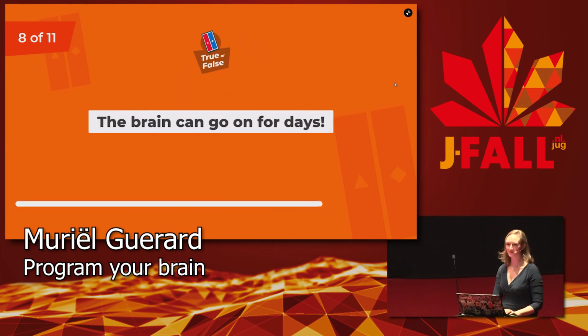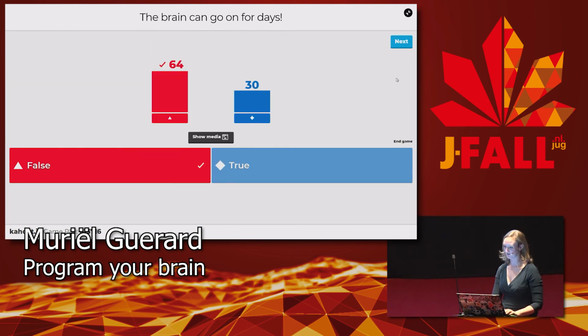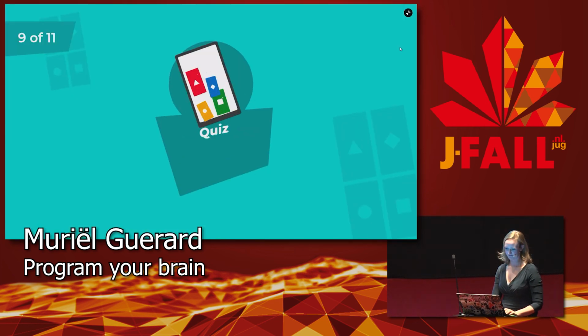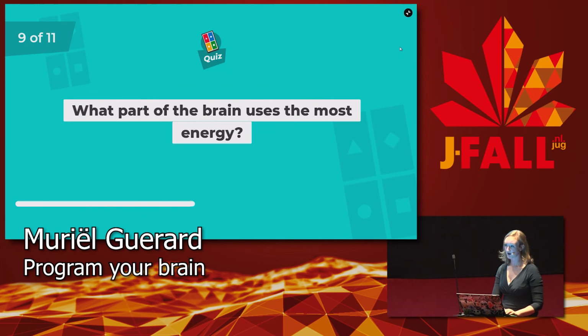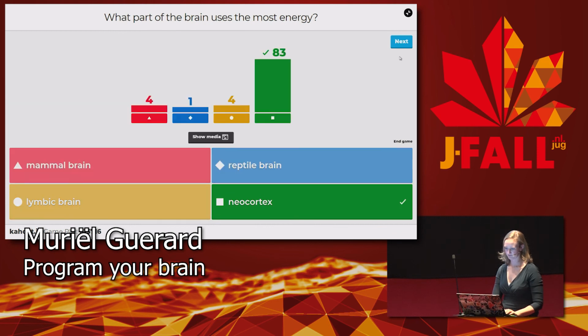The brain can go on for days. It's actually false. The brain really needs a break. What part of the brain uses the most energy? Neocortex, the new part of the brain, the human part, or primate part.